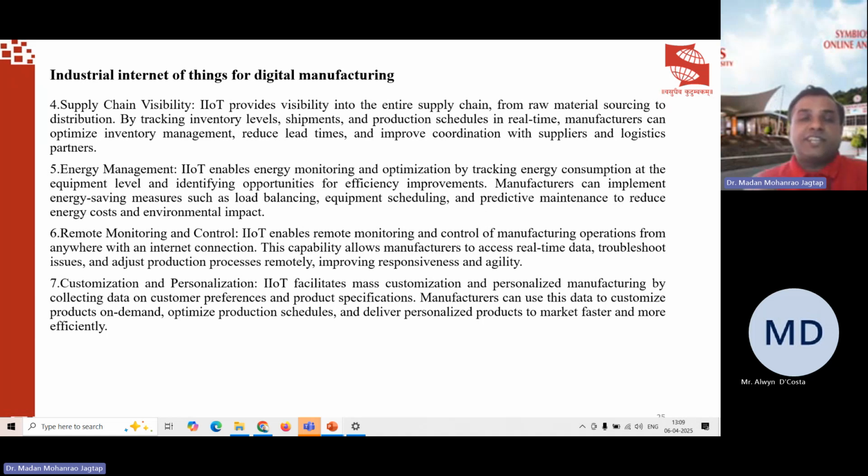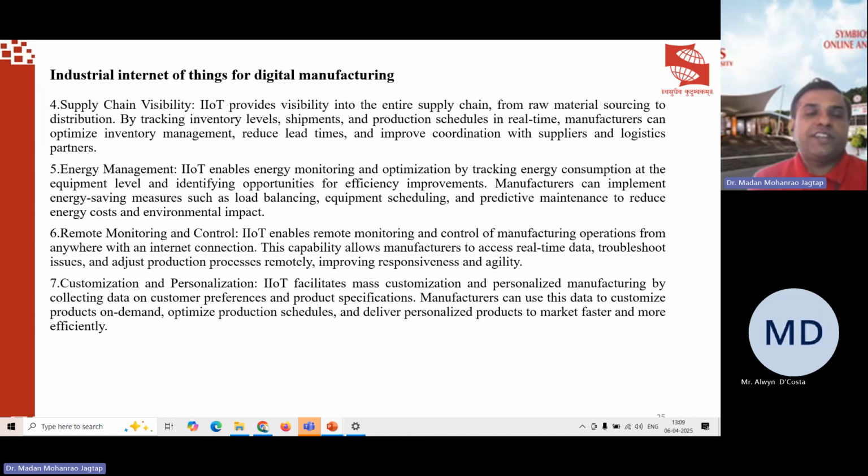Then manufacturers can implement energy saving measures such as load balancing, equipment scheduling, and predictive maintenance to reduce energy cost and environmental impact. So that can be done with the industrial Internet of Things.